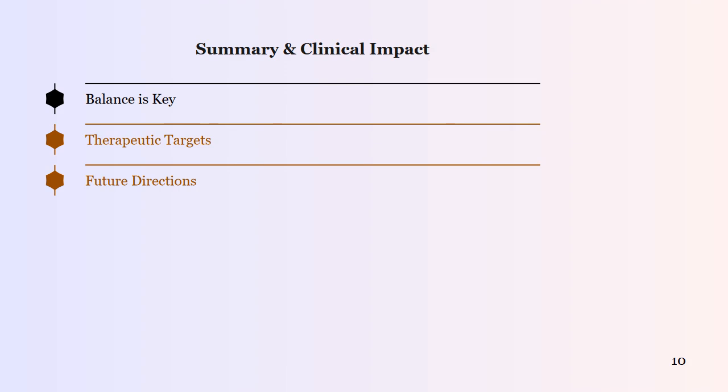Balance is key. Healthy skin requires an exact balance between basal proliferation and surface desquamation. Therapeutic targets. Retinoids work by modulating these genes to normalize the keratinization rate in conditions like acne and psoriasis. Future directions. Gene editing: CRISPR is being researched to correct KRT10 mutations in patches of skin to treat congenital ichthyosis.